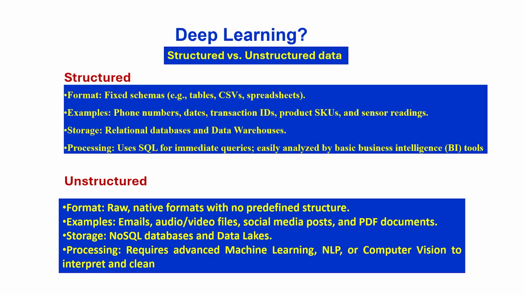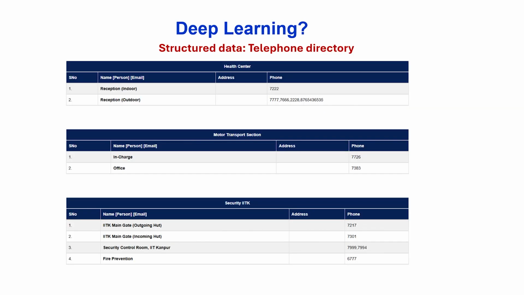In comparison, deep learning uses unstructured data. What are these? The format is raw, native, with no predefined structure like tables or CSVs, such as emails, audio, video files, social media posts, many PDF documents. It can be stored in NoSQL databases or data lakes, in very large amounts, and it can be processed using advanced machine learning tools like NLP, computer vision or other techniques. So this is the main difference. Let us see some of the examples.